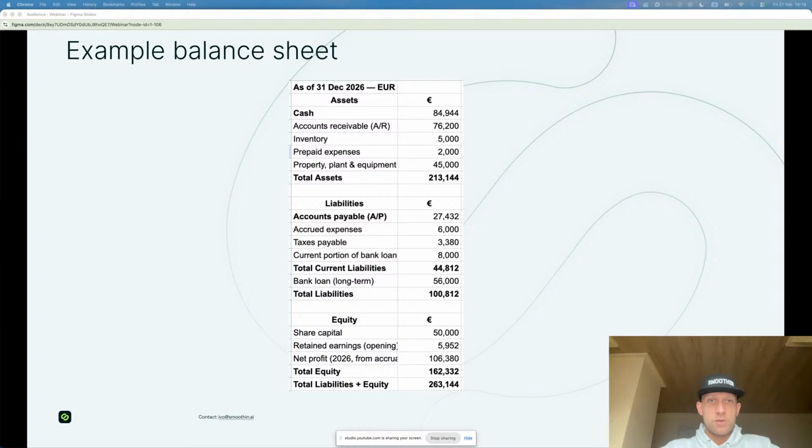Then on the liabilities, you have accounts payable. You have accrued expenses. You have the taxes that are still payable. You have the current portion of the bank loan, if you have a bank loan. And then you have the total, and then you have other longer term, maybe bank loans. If you have a bank loan for 5 years, you'll have two basically indicators here. One for the short term, so this year, and then you have long term, which is everything that you owe for the upcoming years. And then we have the equity, but let's skip that for now.